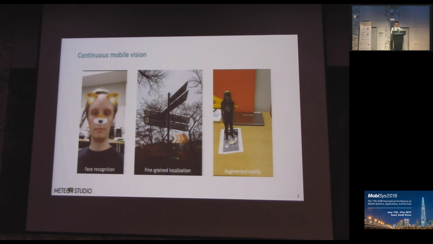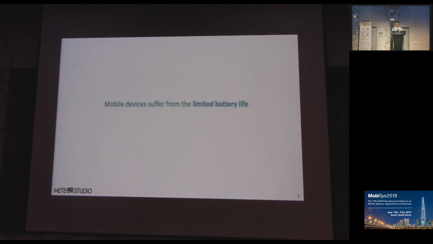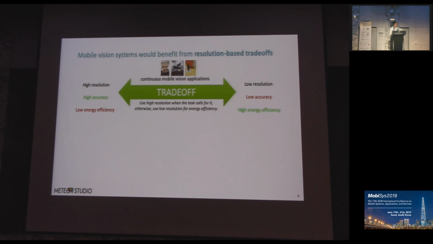However, all of these interesting applications running on mobile devices suffer from limited battery life. Image data sensing, moving, and processing are so expensive that they will drain the battery very fast. And what can we do about it? It is well known that mobile vision systems would benefit from resolution-based trade-offs. At high resolution, the task has high accuracy but low energy efficiency. At low resolution, the task has low accuracy but high energy efficiency. Image resolution creates an interesting trade-off: the system should use high resolution when the task calls for it, otherwise use low resolution for energy efficiency.